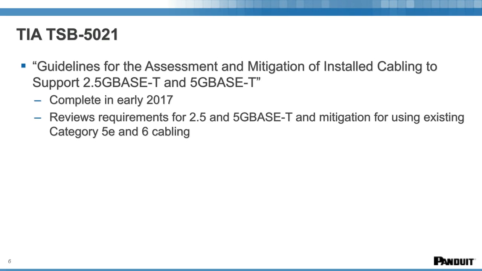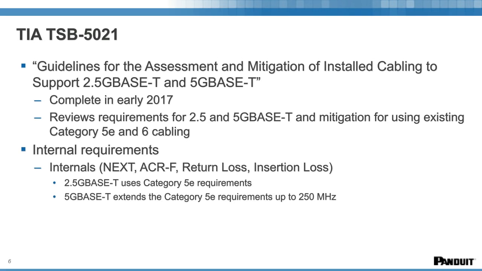For clarity's sake, we're going to divide this conversation into 2 components. The first one really being internal requirements, which are common test parameters that we're all familiar with today, again, relating to near-end crosstalk or NEXT, ACR-F, return loss, and insertion loss. The 2.5G base-T uses the Category 5E requirements. The 5G base-T extends those 5E requirements up to 250 megahertz.